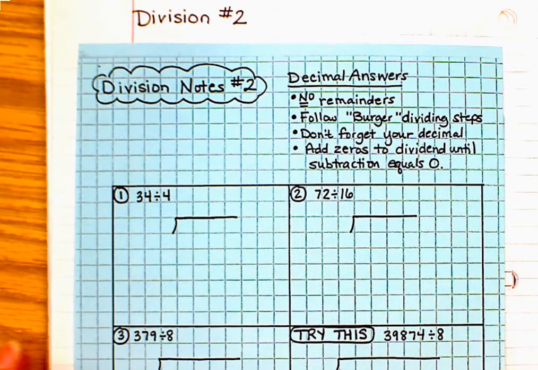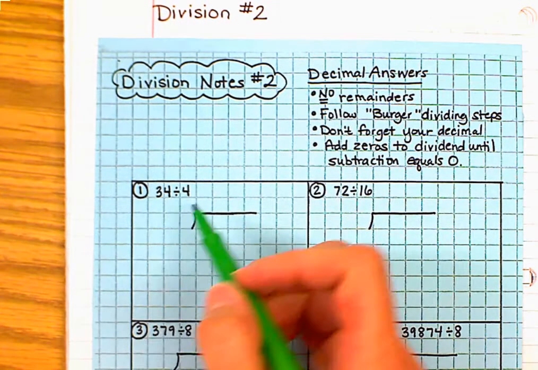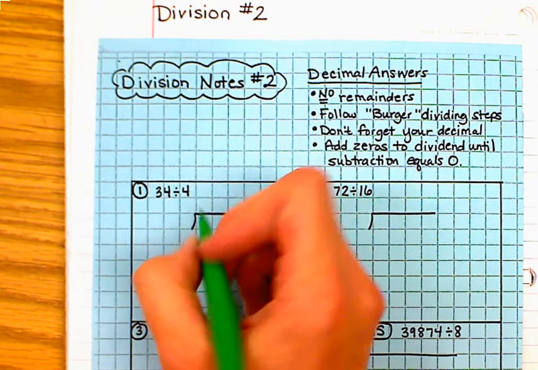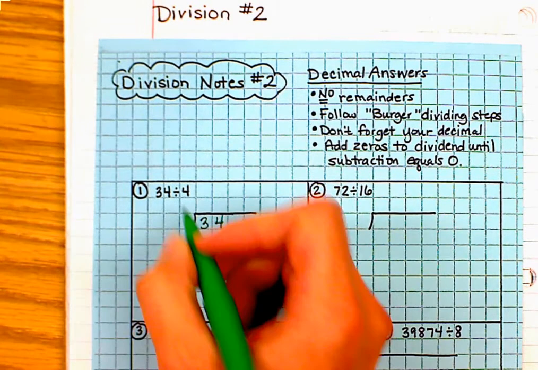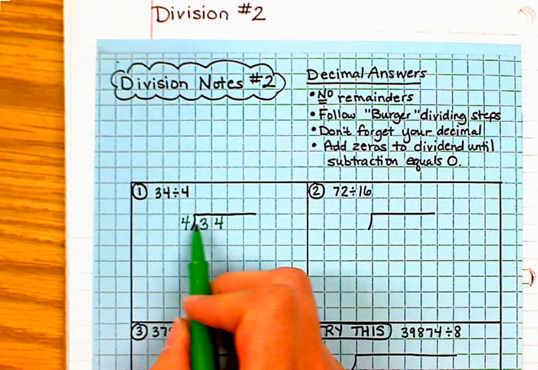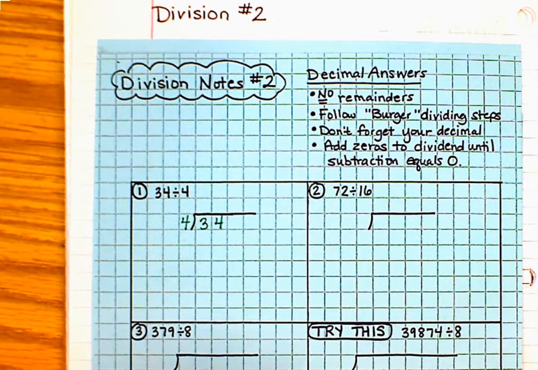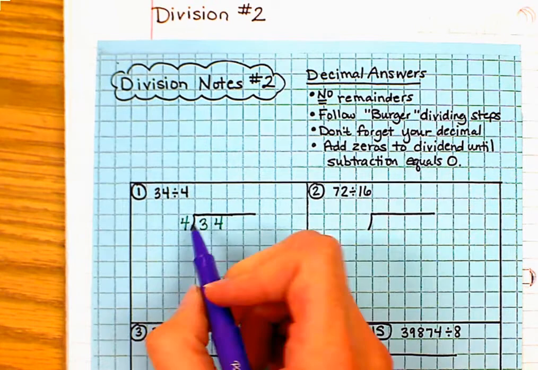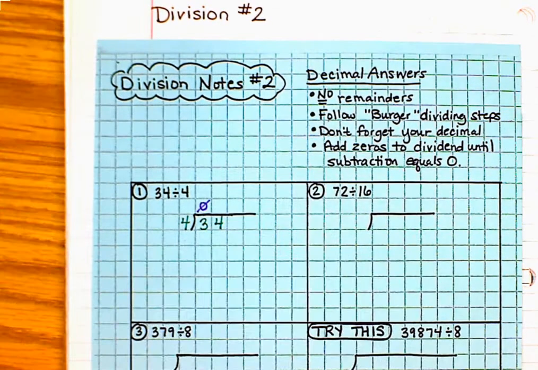Alright, let's do an example together. 34 divided by 4. I'm going to go ahead and have you put those in there. Remember, 34 goes on the inside, and 4, which is my divisor, goes on the outside. And then remember, your answer is called the quotient. So dividend, divisor, quotient. Go ahead and start dividing like normal, like last time. We're going to take 4 into 3. That does not work, so I'm going to put my placeholder there again.